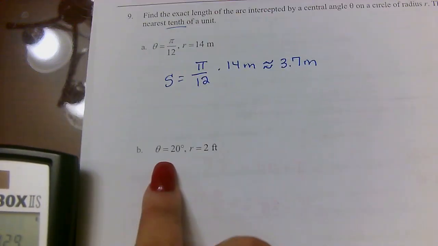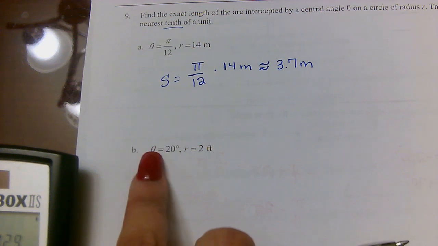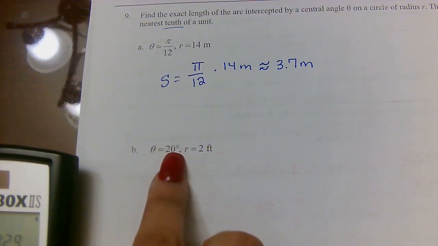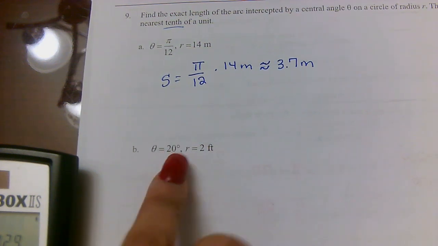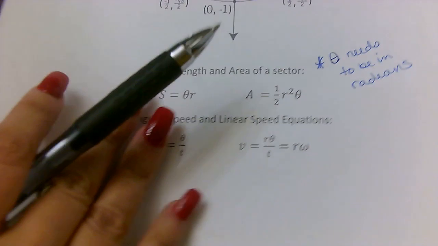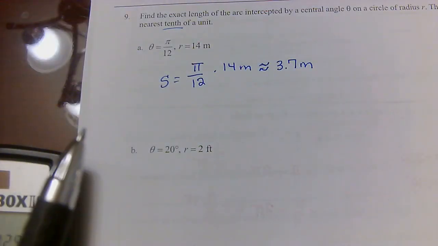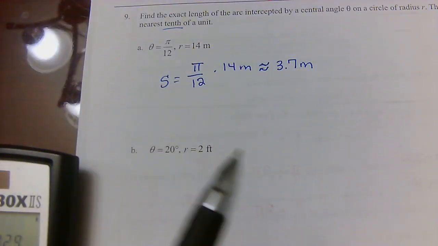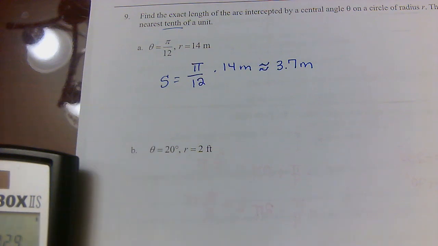Here, notice in this one, you're given theta in degrees. When you're using your formula, remember we went back and said theta needs to be in radians. So if you're given degrees, you have to convert your degrees to radians. We're going to do it like that, and then I'm going to show you how to do it easier on the calculator.